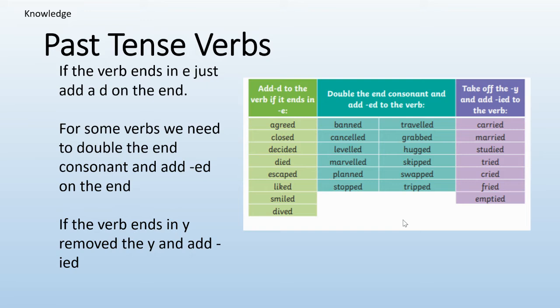Just as a little reminder, vowels are A, E, I, O, U, and any other letter is called a consonant. So if you look at the word travel, the word travel ends in L. L is a consonant. So we double that consonant, so we end up putting two L's and an ed at the end. If the verb ends in Y, we remove the Y and we add IED. So carry, C-A-R-R-Y, becomes carried, C-A-R-R-I-E-D.